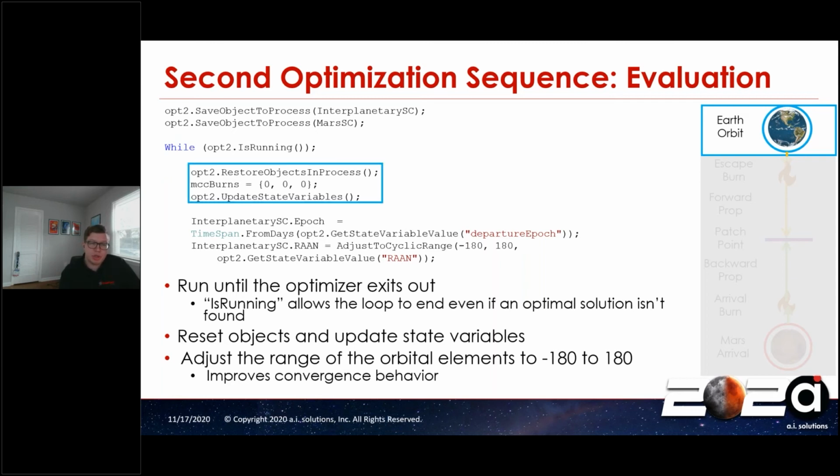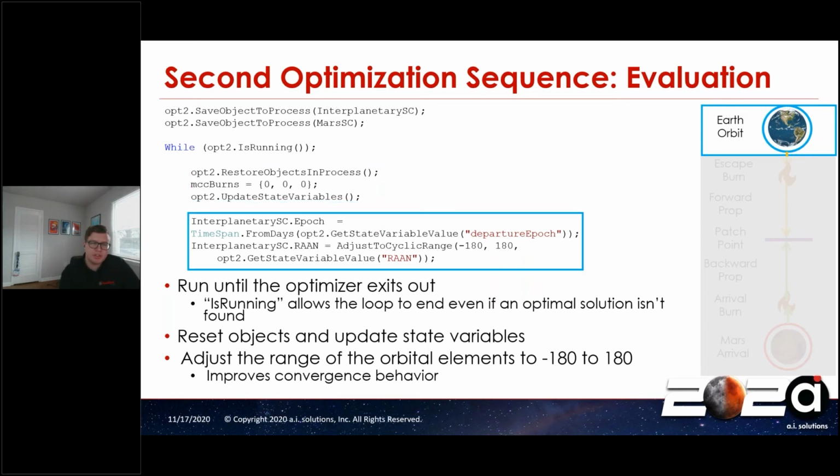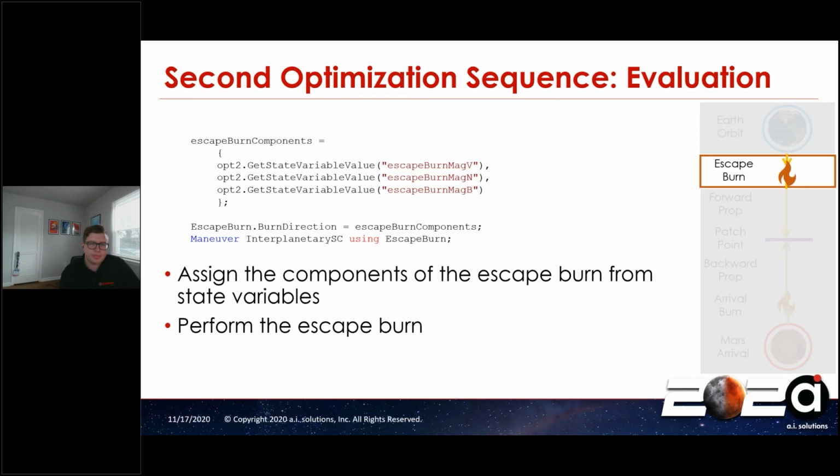Next up, we restore our objects, zero out the mid-course correction burn, and update the state variables. We update our interplanetary spacecraft epoch to be the departure epoch. And once again, we use adjust cyclic range to handle the value of the orbital elements. After that, we initialize our escape burn the same way we have before. We assign the burn direction and maneuver the spacecraft using the escape burn.